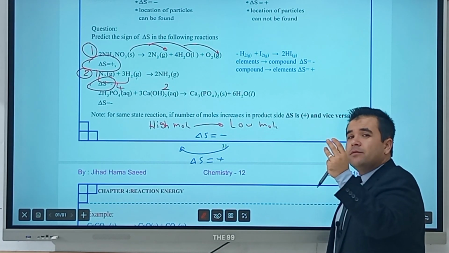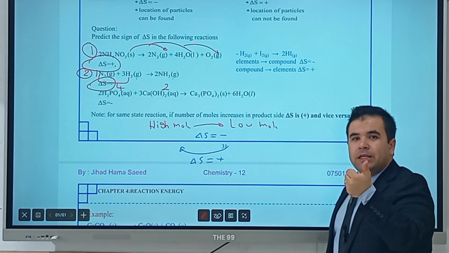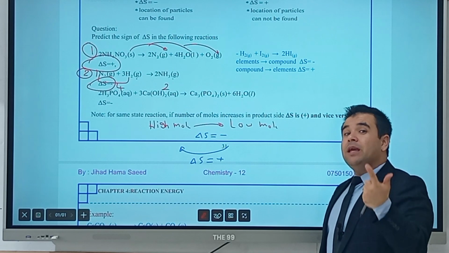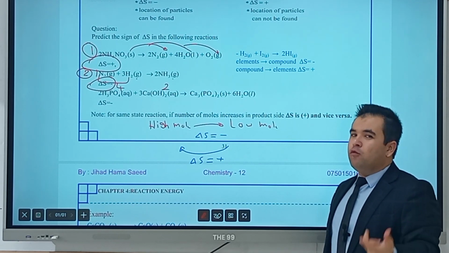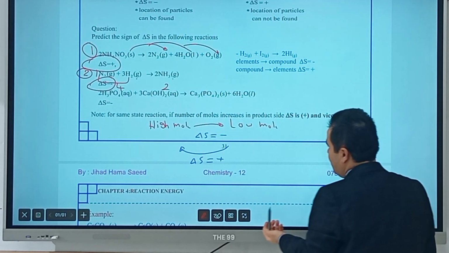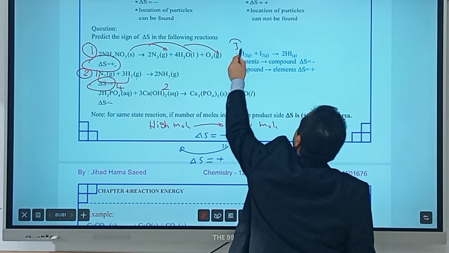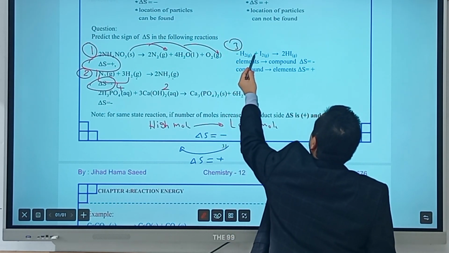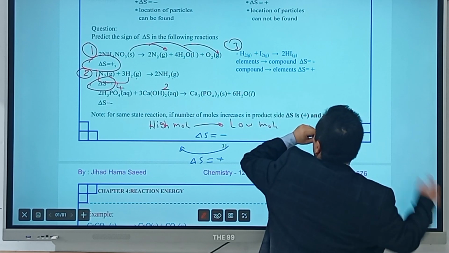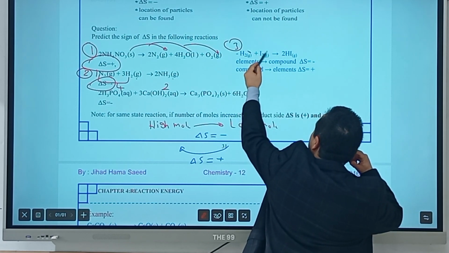The third case: if the physical state and the amounts of moles are equal, what to do? Let us have a look at the third case. S2 plus I2 form 2HI. Gas, gas, gas.